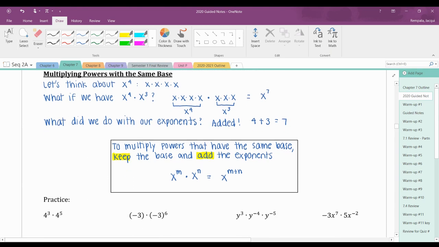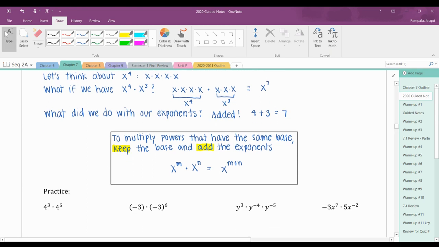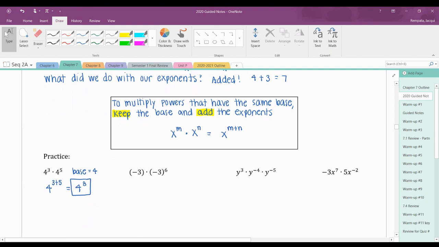Let's use this definition to look at some examples. In the first example, we've got 4 to the third power times 4 to the fifth power. Notice that they both have a base of 4. Because those bases are being multiplied, we keep the base and add the 2 exponents. 3 plus 5 is going to give an exponent of 8. So 4 to the power of 8 would be my answer. I don't need you to multiply all that out because that's a pretty big exponent, so we would just leave our answer as 4 to the power of 8.